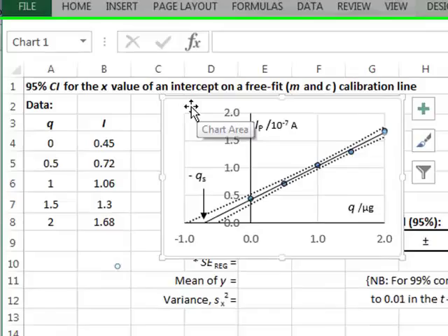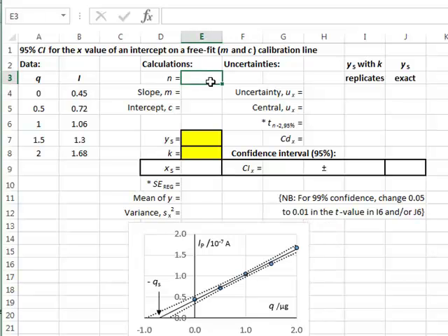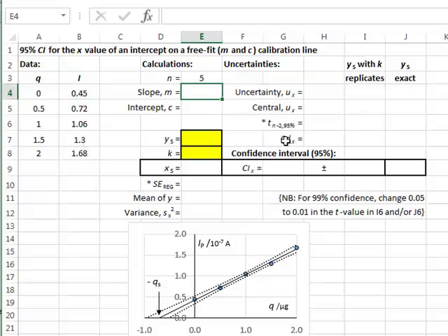We will use a simple template for calculating the confidence interval of this intercept. So starting with the data, we have Q, the amount of added lead, and I, the actual currents. So we start with counting the number of data points. It's quite simply 5.